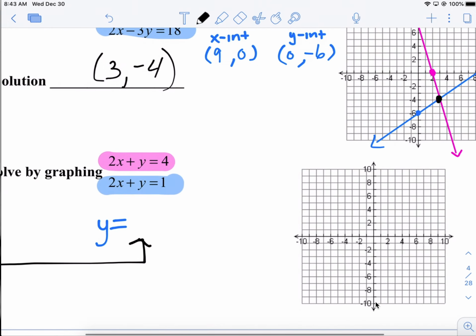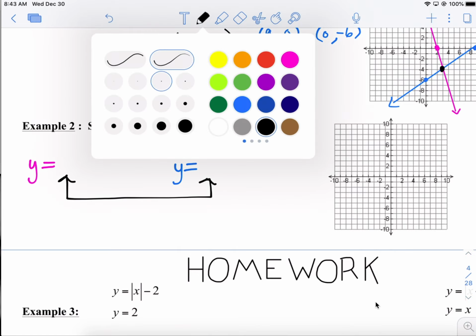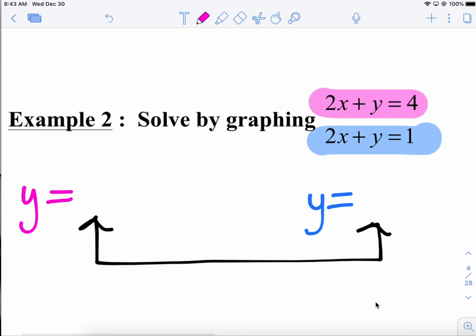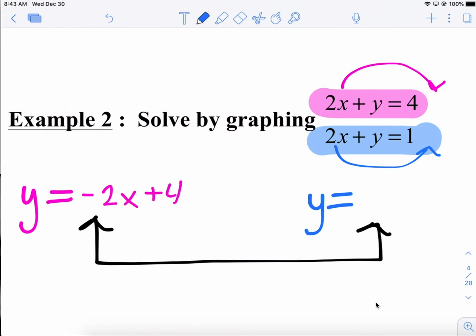All right, this problem asks us to solve graphing, but we're going to do this with a rewrite. It's pretty smooth rewrite because both of these have a y by themselves. So all I'm going to do is move the 2x to the other side, -2x plus 4. I'm going to do the same thing for blue. Move the 2x to the other side, so -2x plus 1.